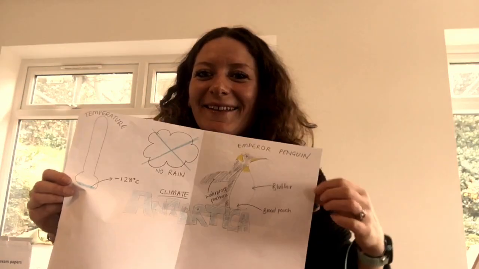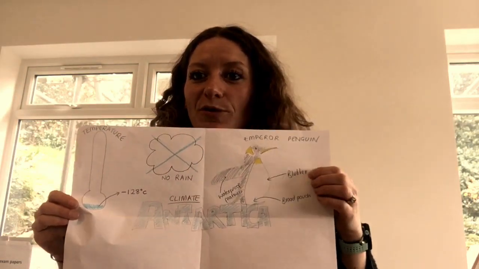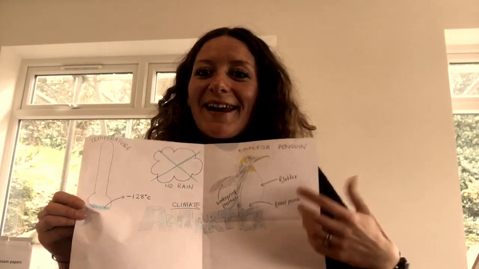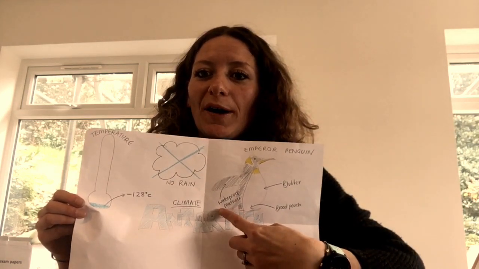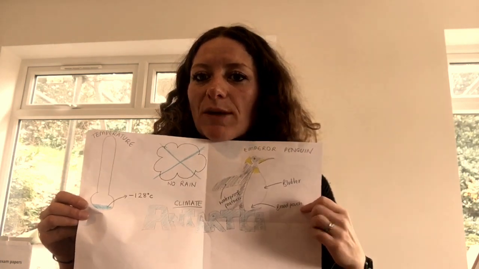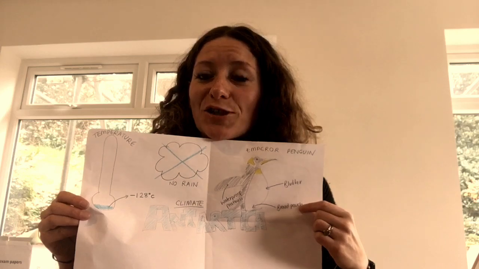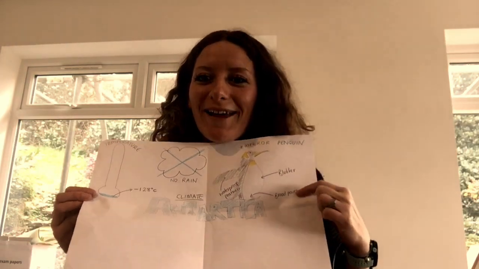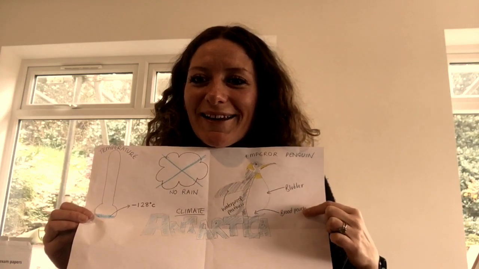Okay, there you go. So I've added a label that says blubber, I've put brood pooch, and then I have also put that he has waterproof feathers. Now, I have to say that you shouldn't really pronounce this word as pooch, it's actually pouch, I know that. But it makes me smile that he has a brood pooch that he puts his baby penguin in.